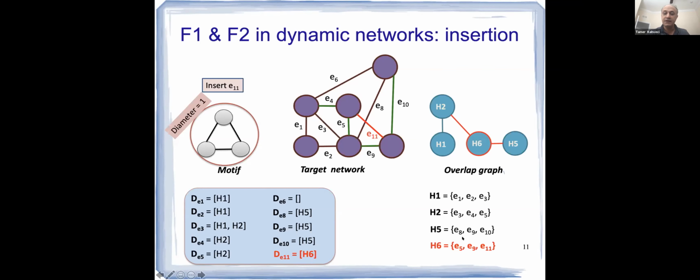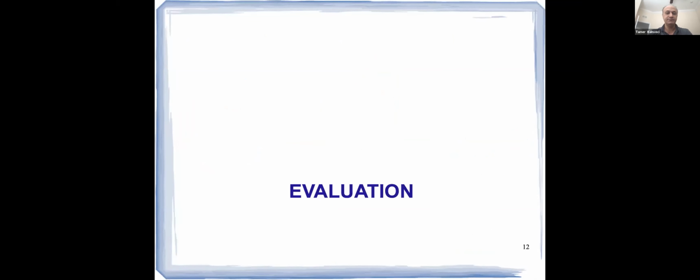Now H6 also contains edges 5 and 9, so I need to update those two as well. And then I have to check: is it possible to include this new motif placement in the result set? Remember that my solution was 1 and 5. So I need to check if this new embedding overlaps with any one of them. There's an edge here, so unfortunately I cannot include it. So my motif count doesn't change. This is the algorithm in a nutshell.